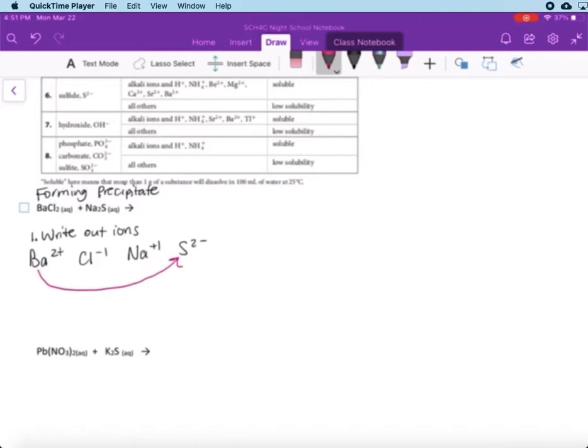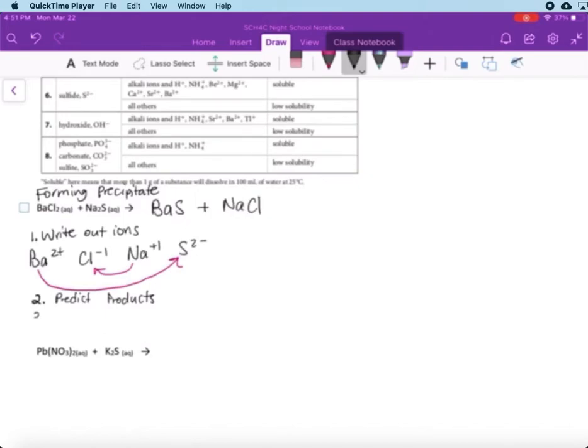So we see that there's going to be a switching that occurs with a double displacement reaction. So we're going to switch the cations and the anions of each. And we're going to try to make products on the other side of the arrow to see what we will get. So the 2 and 2 from barium and sulfur cancel out here. Same thing with sodium chloride.